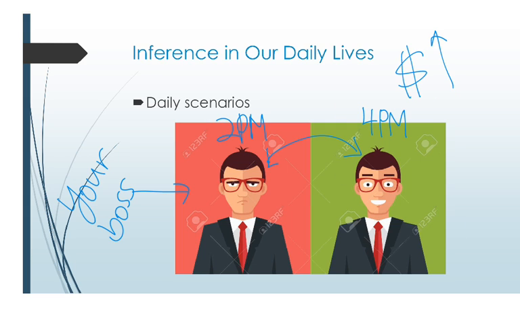Because his facial expressions tell me that he is happier and probably I will have a higher chance of getting him to consider, rather than he's probably going to chase me out of his office because he's unhappy. His facial cues tell me that he is unhappy. So this is inference in our daily lives.